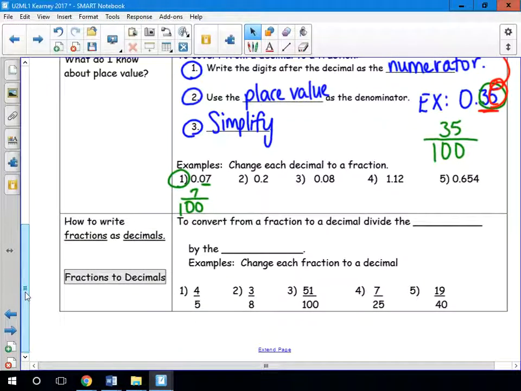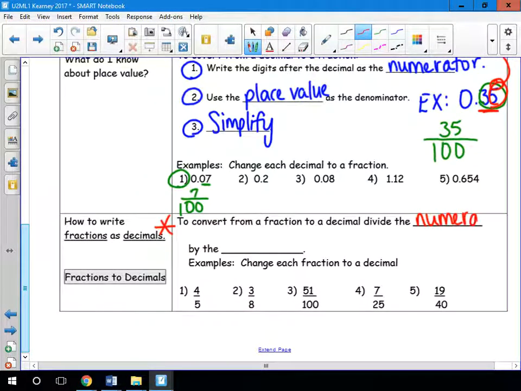So, moving on. Next, we're going to be going the opposite direction. We're going to be going from a fraction to a decimal. So to go from a fraction to a decimal, to convert from a fraction to a decimal, you're going to divide the numerator by the denominator.